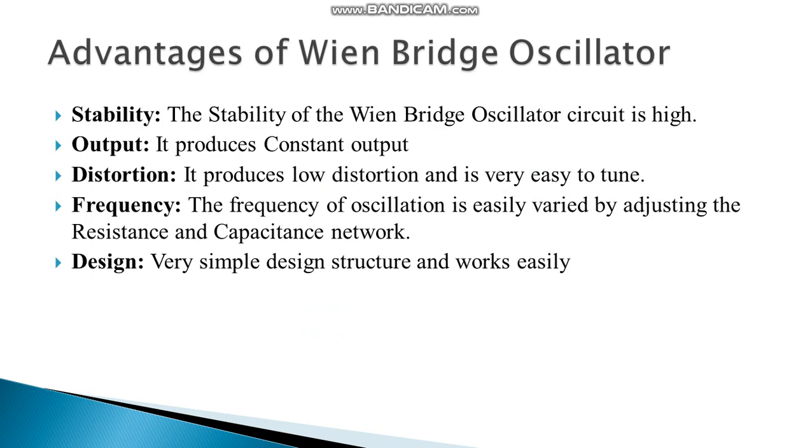Next, the advantages of the Wien bridge oscillator. Stability: the stability of the Wien bridge oscillator circuit is high. Output: it produces a constant output. Distortion: it produces low distortion and is very easy to tune. Frequency: the frequency of oscillation is easily varied by adjusting the resistance and the capacitance network. Next, design: it is a very simple design.